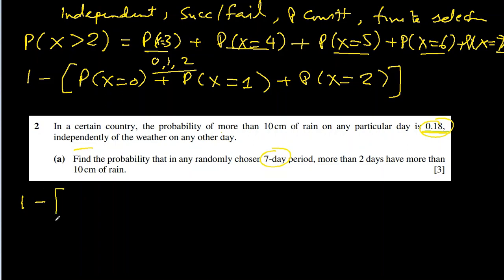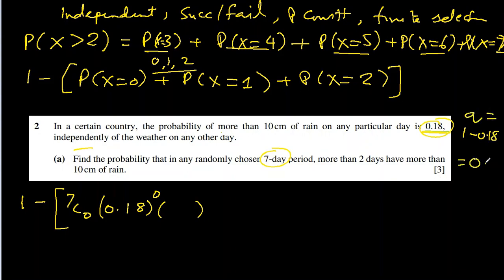This one first. When we have 0 successes, we write total number C0. Then success, the probability of success is 0.18. No success we want. We want all failures. 1 minus 0.18 will be the failures probability, which is 0.82. So 0.82, all 7 days, there is no rain more than 10 centimeters.